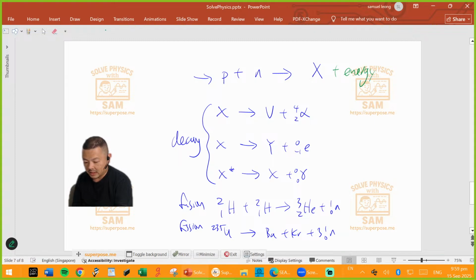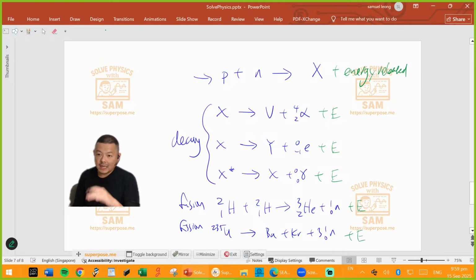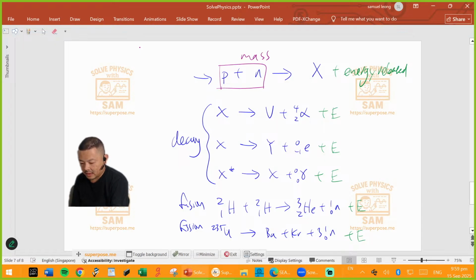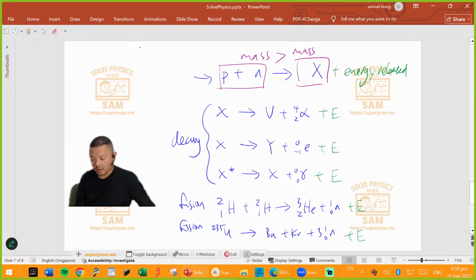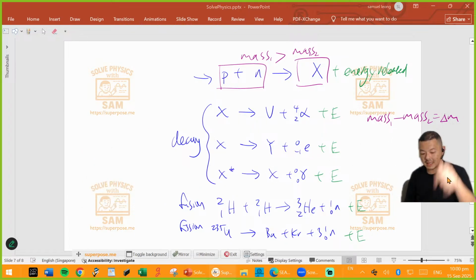Energy is released, and it's not supplied. So if energy is released, then it's definitely got mass defect. That means the total mass on this side will be more than the mass on the other side. So what you can do is mass 1 minus mass 2 equals mass defect, and mass defect is the triangle M there.